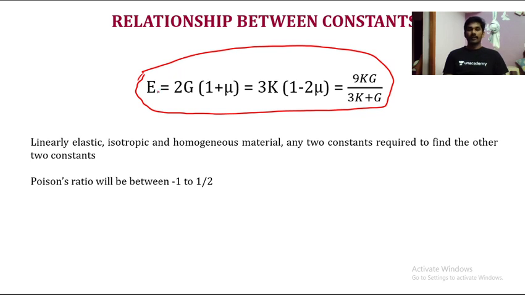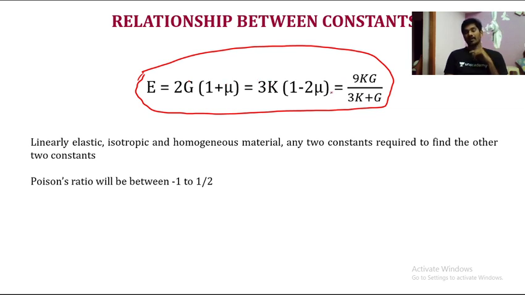From E = 2G(1 + μ) = 3K(1 − 2μ) = 9KG/(3K + G). This is the equation. We all know this equation. E means Young's modulus, G means rigidity modulus, μ means Poisson's ratio, and K is bulk modulus.